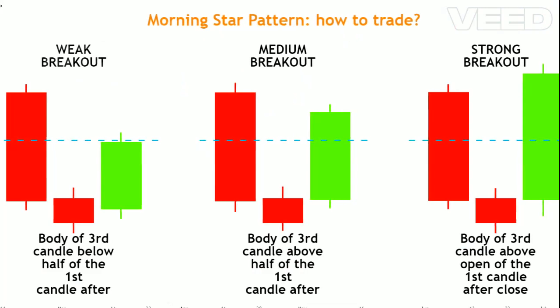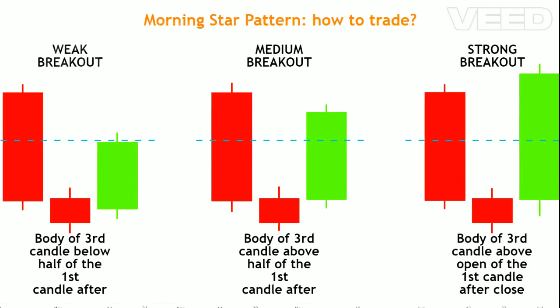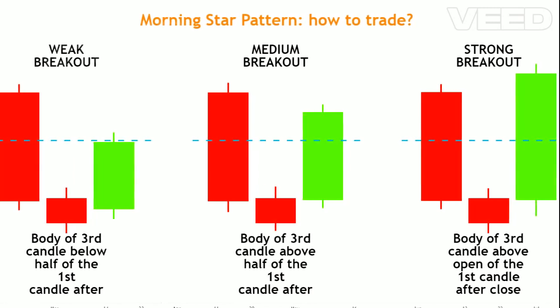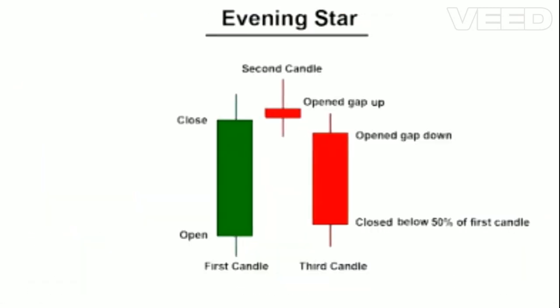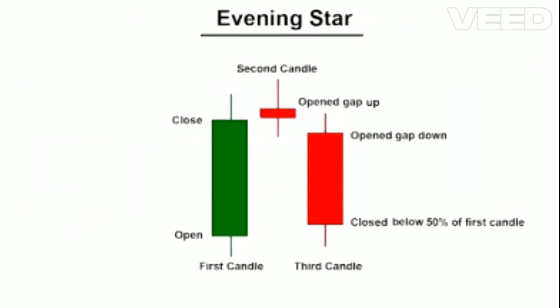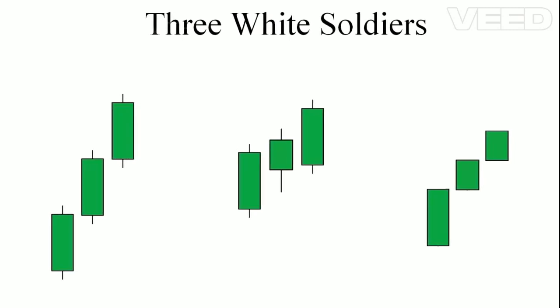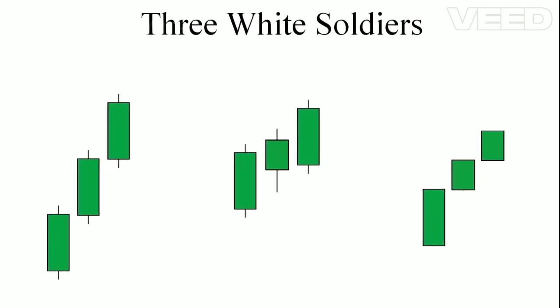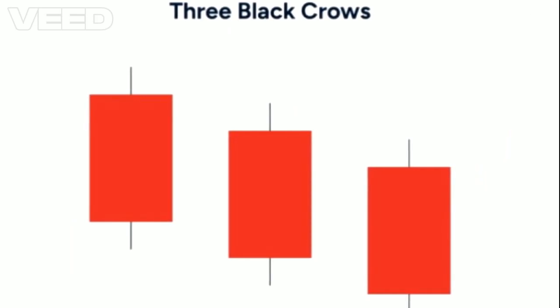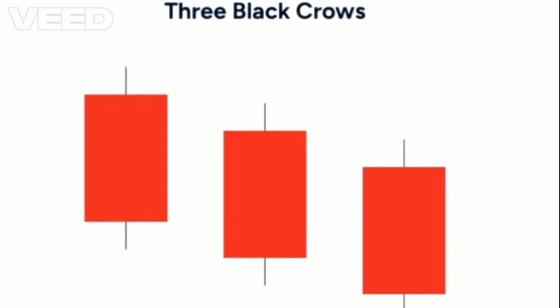Morning star, 3 candle bullish reversal at the bottom. Red, doji or small candle, strong green. Evening star, bearish version of morning star, found at tops. 3 white soldiers, 3 strong green candles in a row equals bullish continuation. 3 black crows, 3 red candles equals bearish continuation. Combine these patterns with volume or support, resistance zones for high conviction entries.